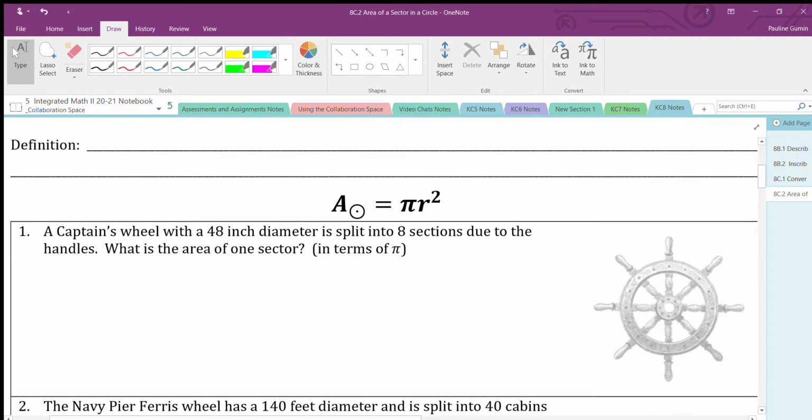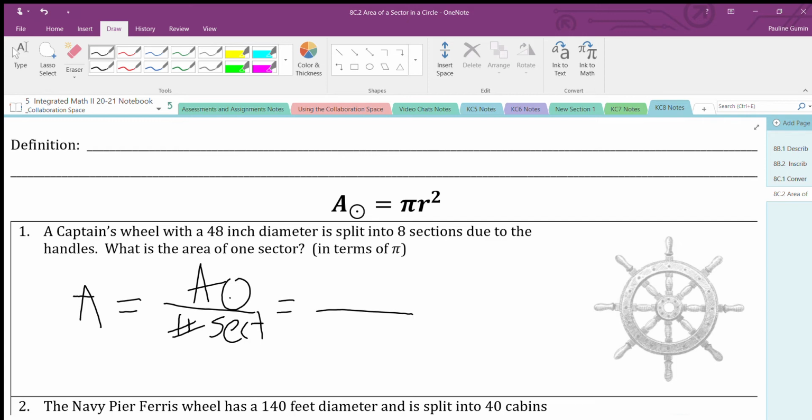Number 1 says, a captain's wheel with a 48-inch diameter is split into 8 sections due to the handles. What is the area of one section? Okay, so this is how we're going to find the area of the sector. The area of our sector is going to be the area of our circle divided by the number of sections that we have.